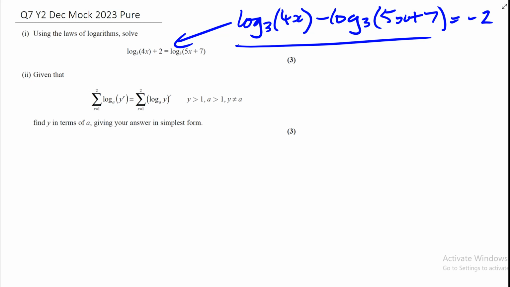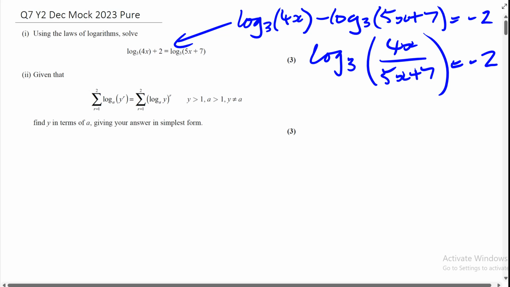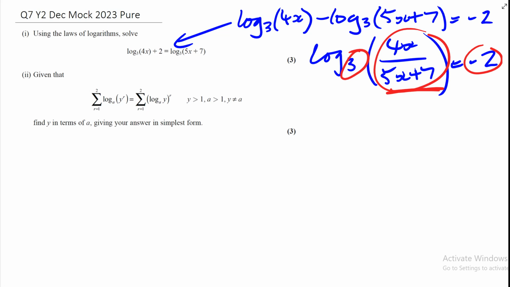And then, since these are all logs, you can use the laws of logarithms to simplify. So you've got log 3 of 4x over 5x plus 7. That equals -2. Okay, so the way logarithms work is, what this is saying is this to the power of this will equal all of this. So let's write that down then. So we know that 3 to the power of -2 equals 4x over 5x plus 7.